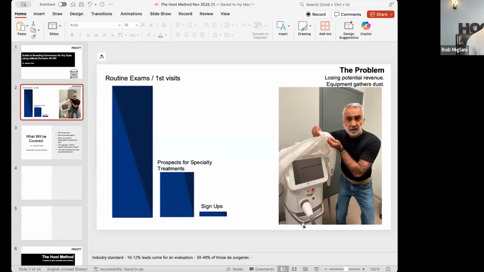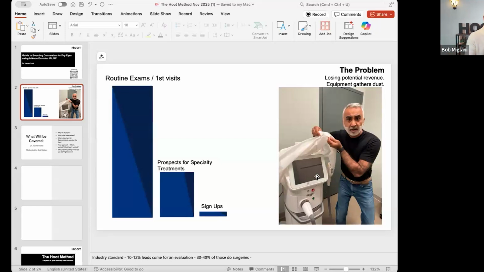A little bit about me. This is my wife's practice. Some years ago, she had a cover on the equipment, and it really upset me. I'd walk by toward the bathroom, and this cover was on it. I was like, what is going on? How come we're not doing more dry eye treatment?